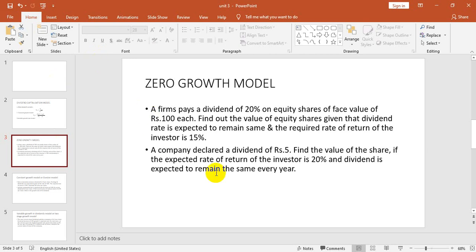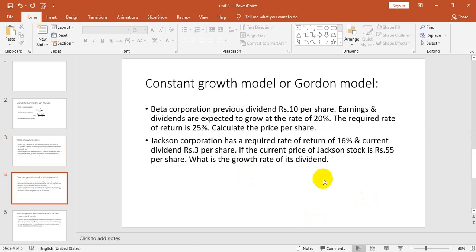You can check out this problem. This is another question. A company declared a dividend of ₹5. Find the value of its share if the expected rate of return of the investor is 20% and the dividend is expected to remain the same every year. So dividend is ₹5 and the expected rate of return, that is K, is 20%, so 20 divided by 100, 0.20. Dividend is 5, so 5 by 0.20 will come to some value, that is nothing but your present value. This is how you are supposed to do it. It's a very simple one.